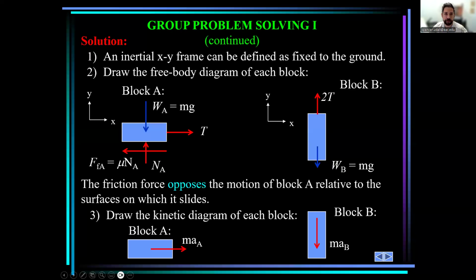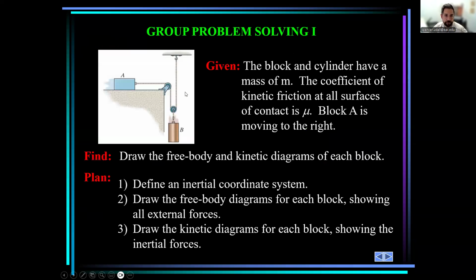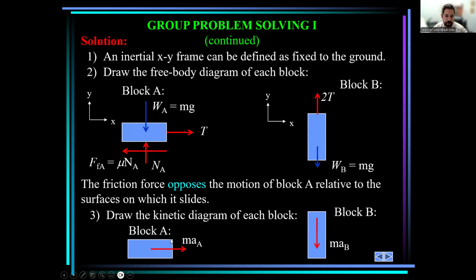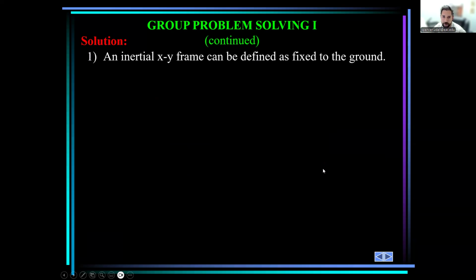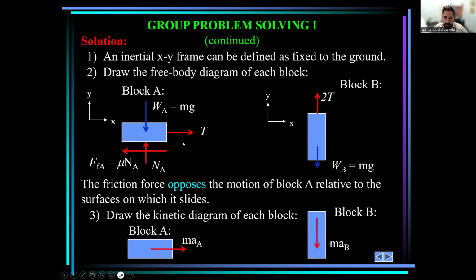Now we need the kinetic diagrams. Block A is moving to the right, so it just has a MA to the right. We could have called that MAX, but it has no AY, so no need to complicate it there. And block B is accelerating downward, right, as it is allowed to pull block A, it goes downward. So it'll have a downward acceleration like that. Really, that's all there is to our kinetic diagrams.